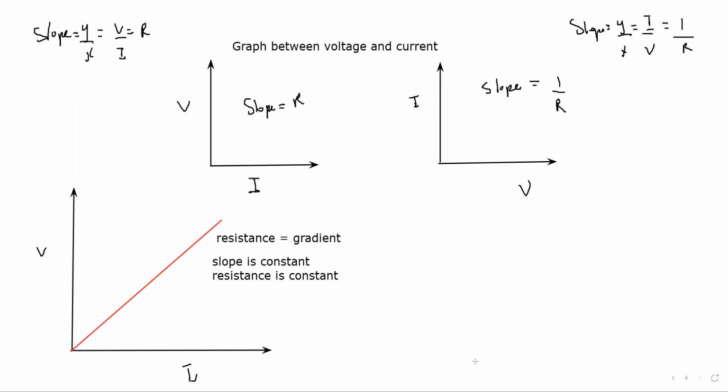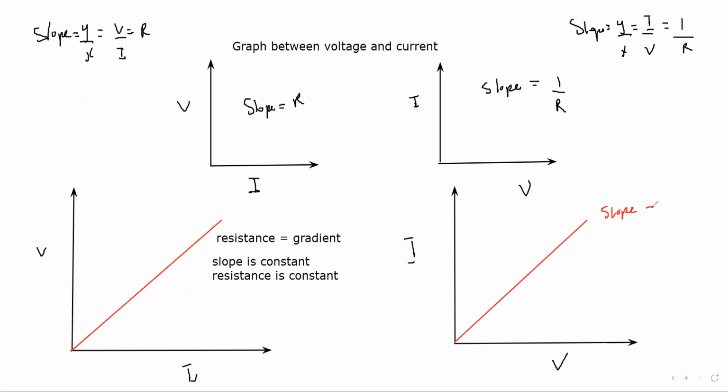Then if we have current on the y-axis and voltage on the x-axis, and again it is a straight line, it means the slope is not changing. If the slope is not changing, it means 1 over R is also not changing, because the slope is equal to 1 over R. If the slope is constant, it means R is constant. So this graph also, voltage and current or current and voltage, shows that the resistance is constant.